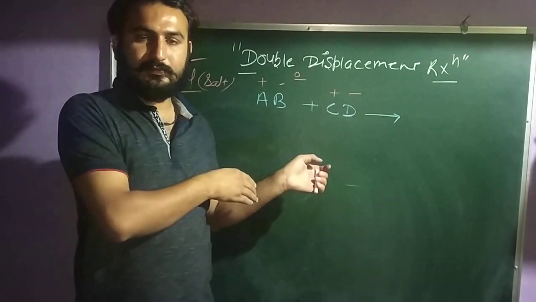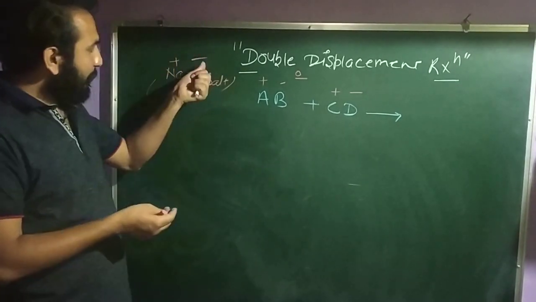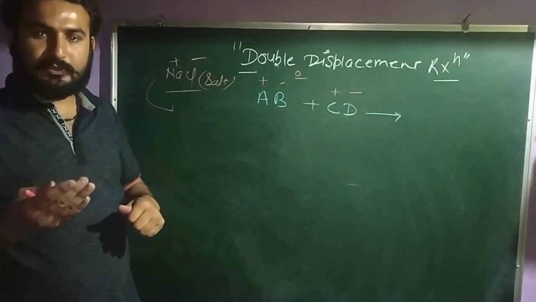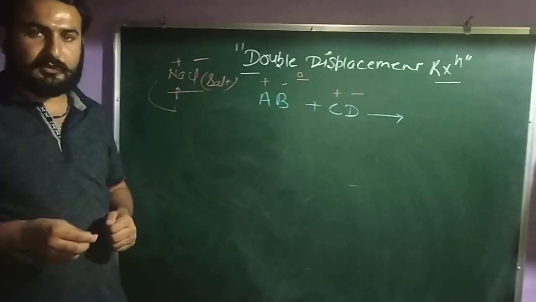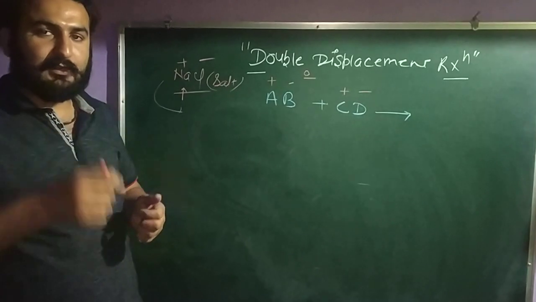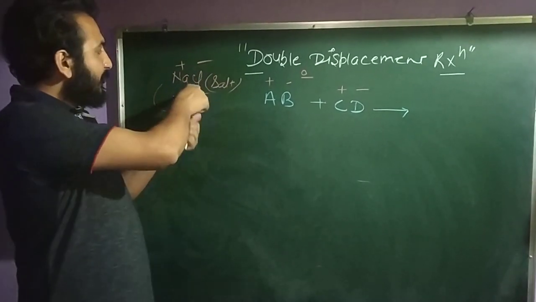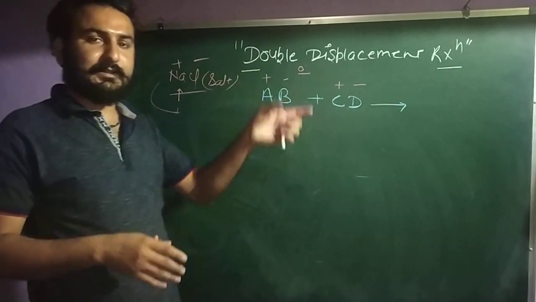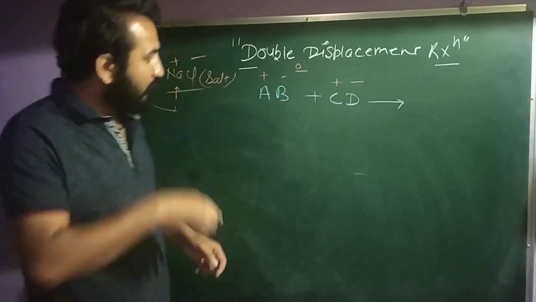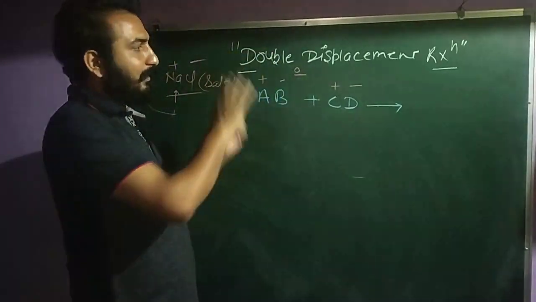From your 9th class, those that accept electrons possess negative charge, and those that lose electrons possess positive charge. And who will lose electrons? The metal. Who has the electron accepting tendency? The non-metal. Clear? So first is the metal, second is the non-metal. Clear? So how do they form compounds in a double displacement reaction?